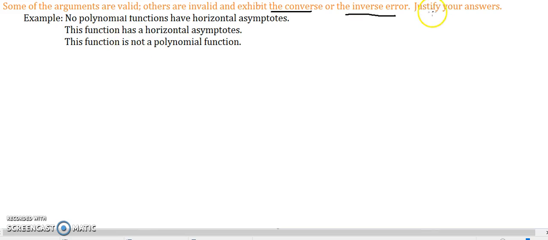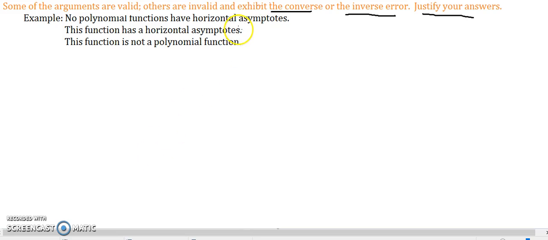So how do we justify our answer if it's valid? Then if this argument is valid, we either use modus ponens or modus tollens, this kind of argument. So let's look at this example. No polynomial functions have horizontal asymptotes. This function has a horizontal asymptote.